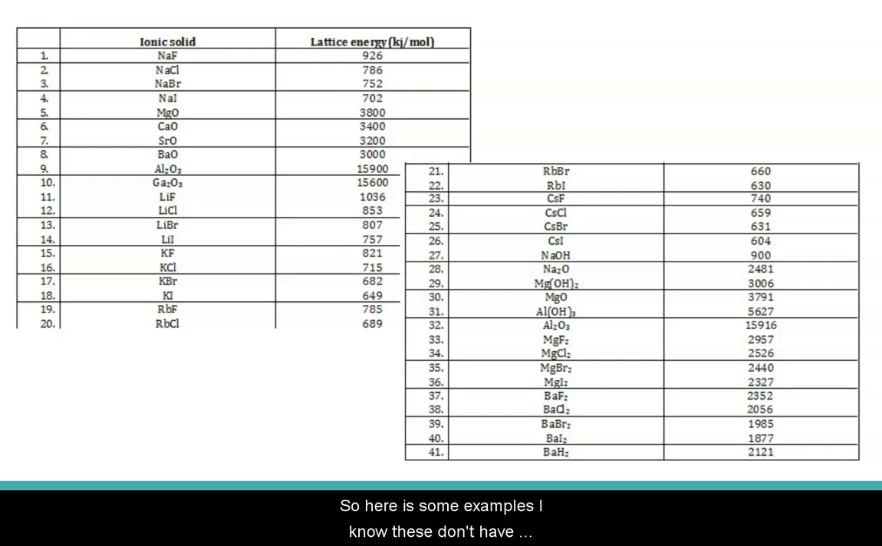So here are some examples. I know these don't have negatives on them. It's assumed that you understand that. But if you look at gallium oxide, it has 15,600 kilojoules per mole. It's going to be incredibly hard to separate that versus rubidium bromide over here that has 660 kilojoules per mole. It'd be very easy to separate that.